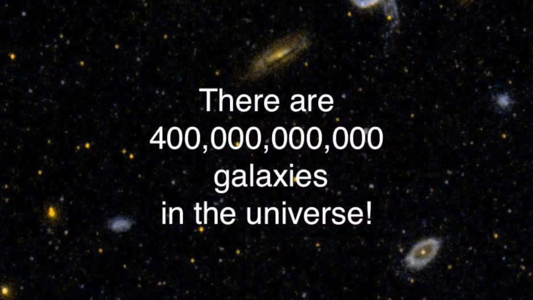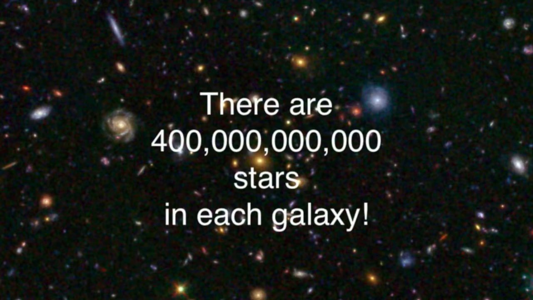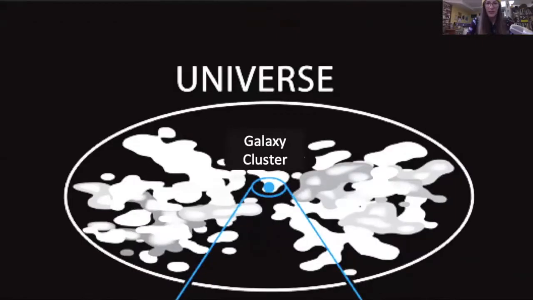There are about 400 billion galaxies in the universe, and each galaxy has about 400 billion stars. And all these galaxies are in the universe. What's the universe? The universe contains all of space and time that we can detect. So it contains everything. And if we zoom in to the universe, we see that there are galaxies.